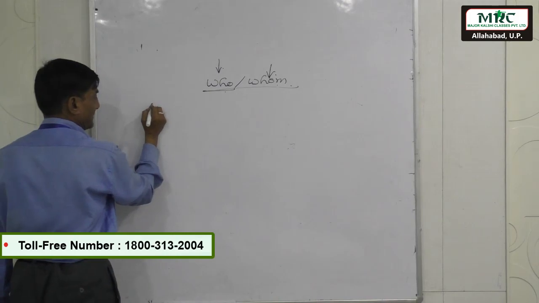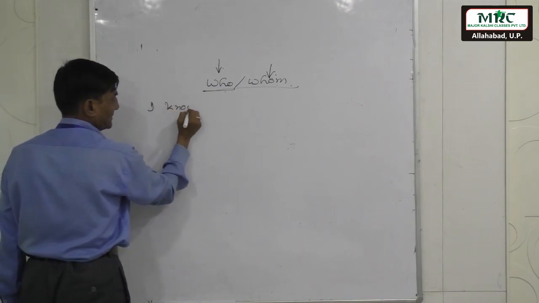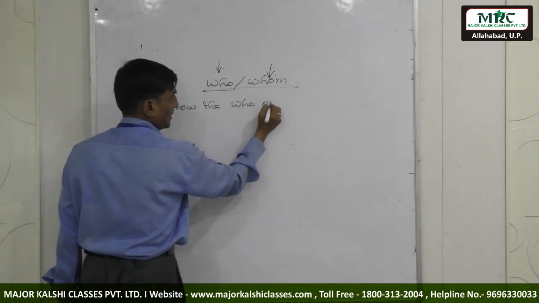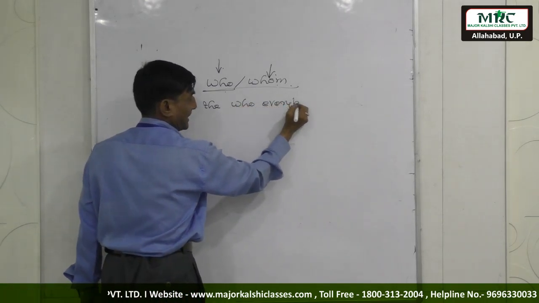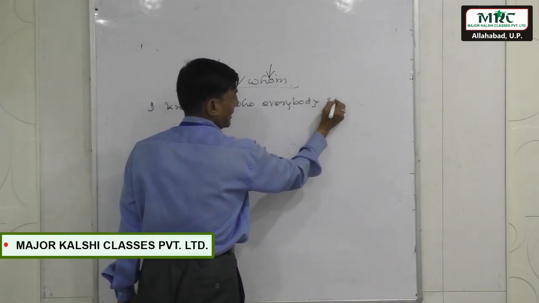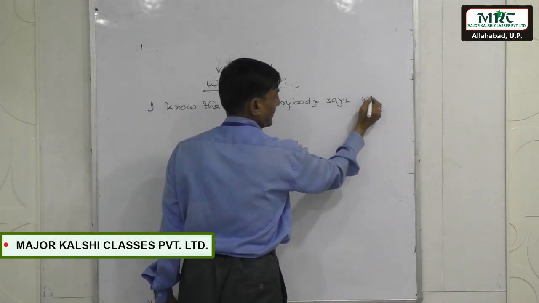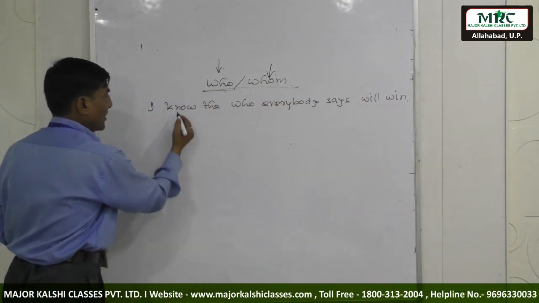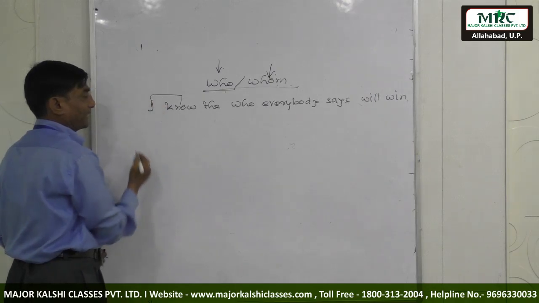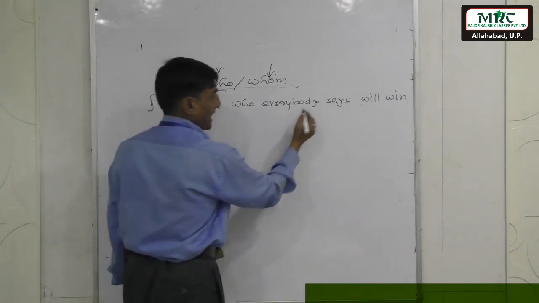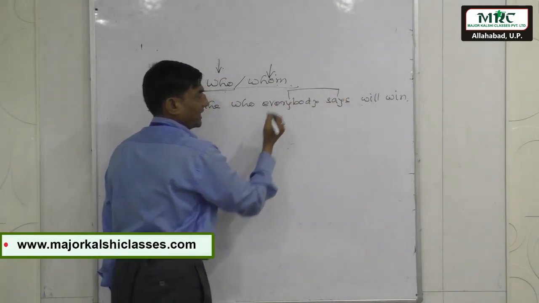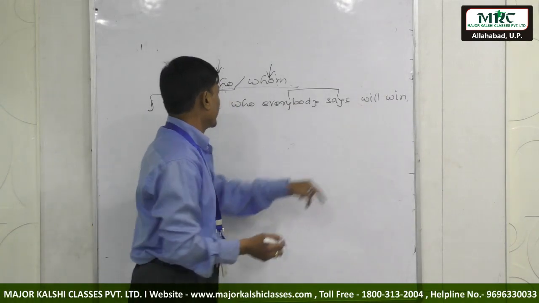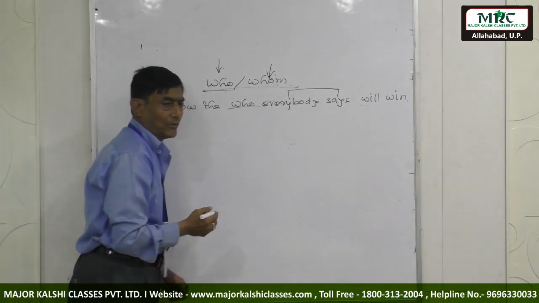We can take the example, I know the boy who everybody says will win. If we start from here, know has got its subject, I. Says has got its subject, but will doesn't have any subject. In that case, we have to use who.